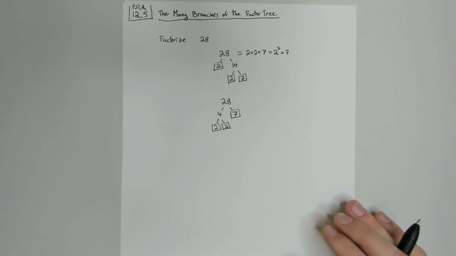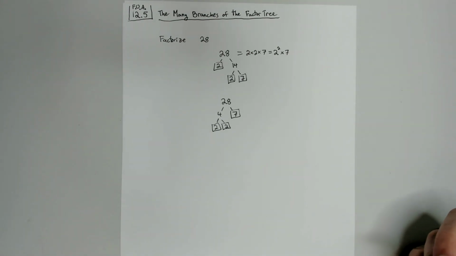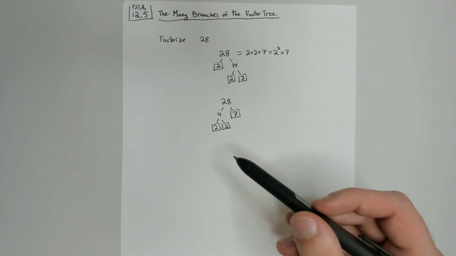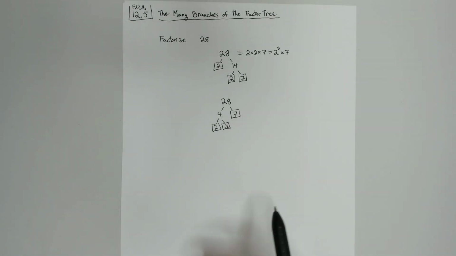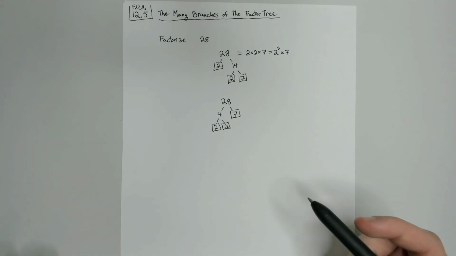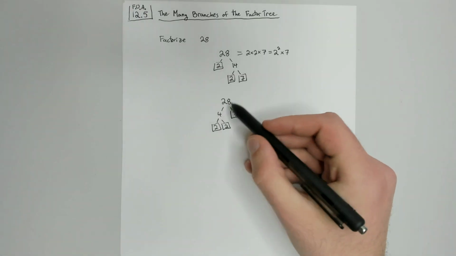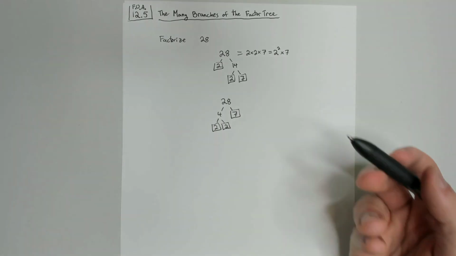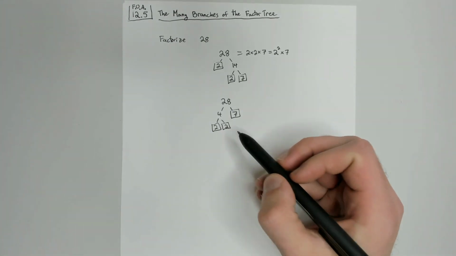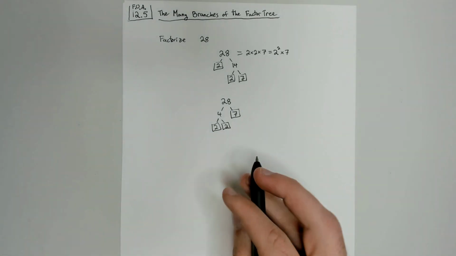And this follows from the fact that the fundamental theorem of arithmetic says that the prime factorization of a number is always unique. It'll be a unique combination of prime numbers. So if we break a number down into primes, it doesn't matter the path that we take to get there, we are still going to get the same factorization. So let's try another one.